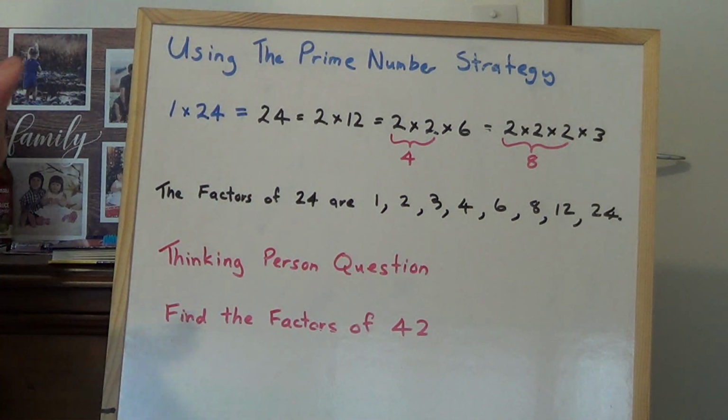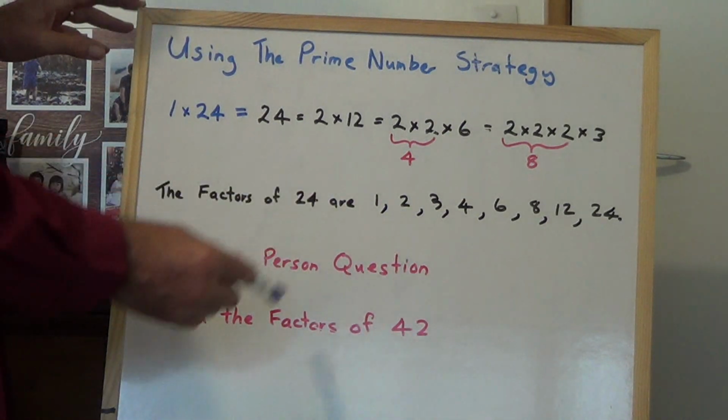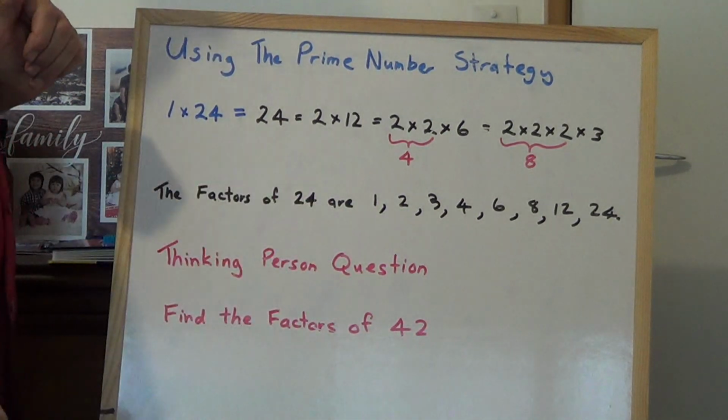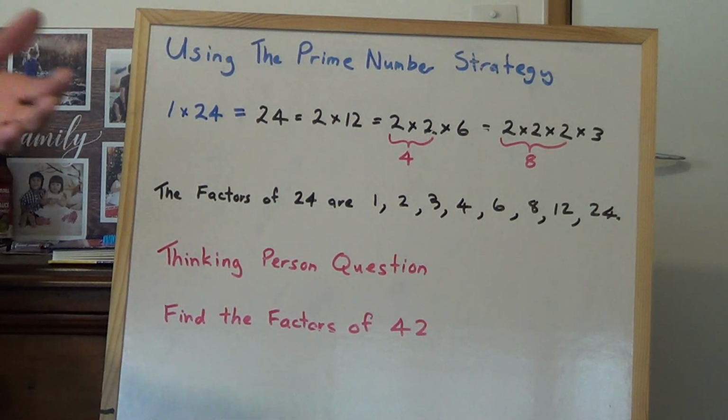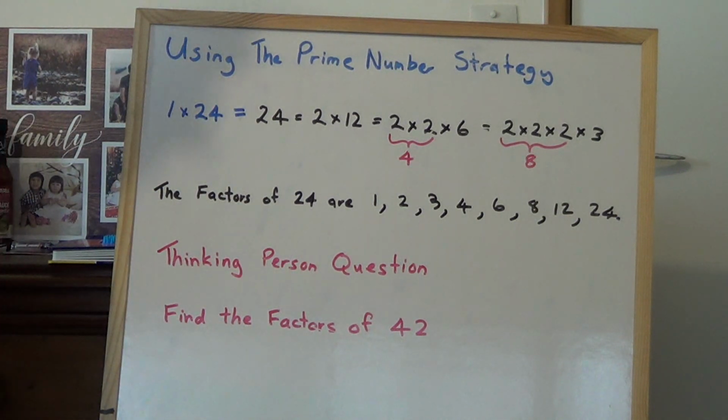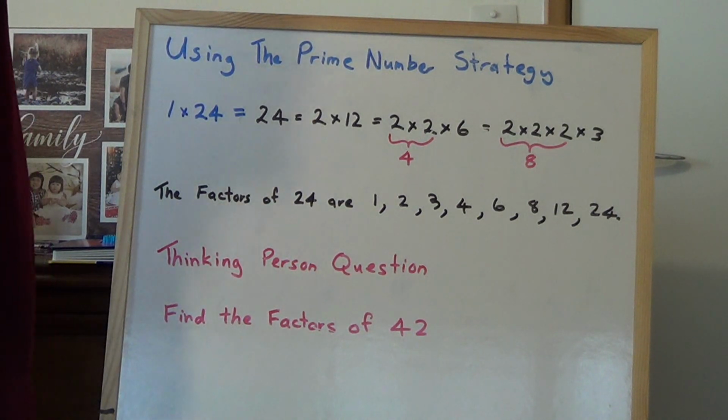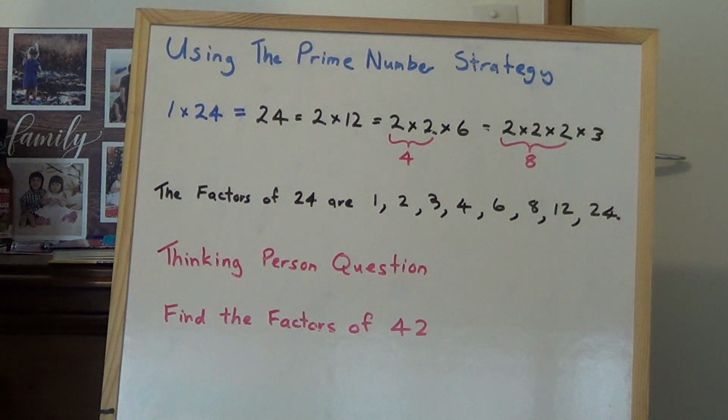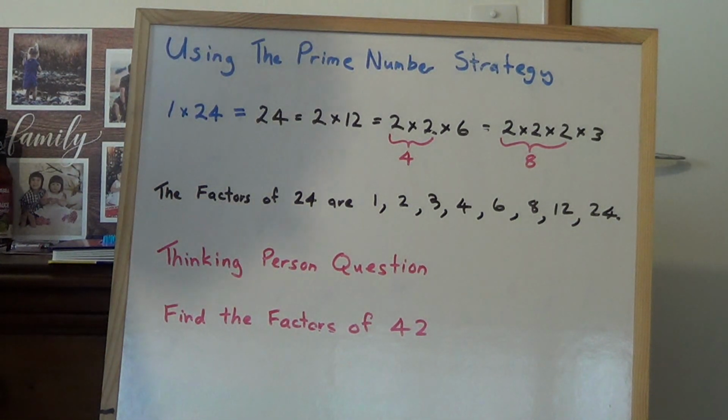Now I've decided to add in a thinking person question because you need to do something and make sure you've got all this stuff straight in your head. Now here's the thinking person question. Find the factors of 42. So I want you to pause the video. If you haven't got pen and paper, go away and get pen and paper and try this question. And then I'll show you the answer. Okay? And it doesn't matter if you don't get it right, because when I show you how to do it, you'll understand, and you'll probably go for this prime number strategy, because I think it's probably the best of all. Okay?